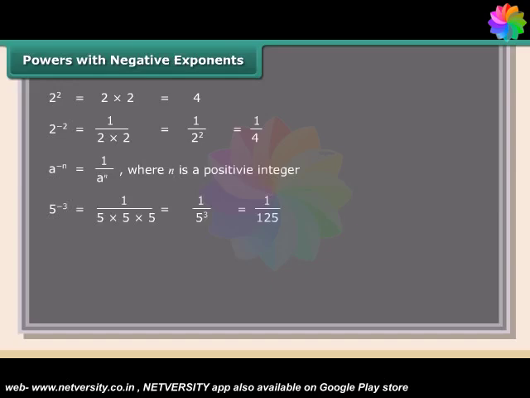5 raised to the power minus 3 is equal to 1 upon 5 × 5 × 5 is equal to 1 upon 5 raised to the power 3 is equal to 1 upon 125. 10 raised to the power minus 1 is equal to 1 upon 10. 10 raised to the power minus 2 is equal to 1 upon 10 divided by 10 is equal to 1 upon 10 × 10, which equals 1 upon 100, which is equal to 1 upon 10 raised to the power 2.